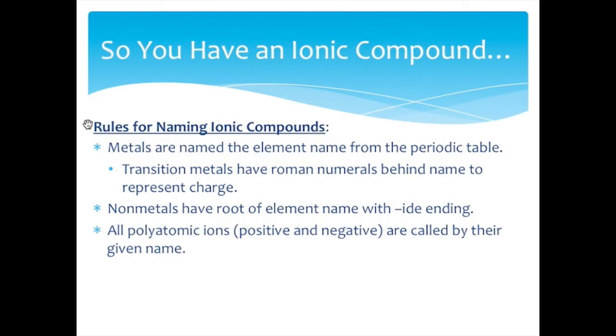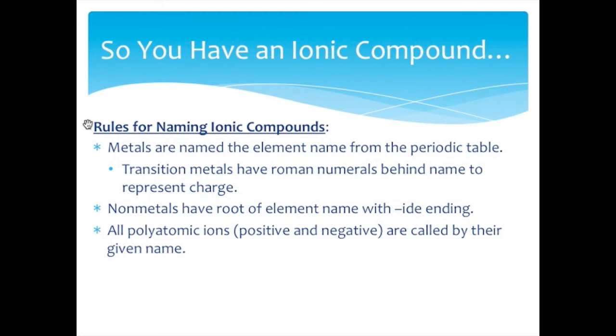So let's go back to the rules for naming ionic compounds, just as a quick review. Metals are named from the element name from the periodic table. When you have an ionic compound, you just pull the metal's name, write it down. If it is a transition metal, you need to put in parentheses its charge. You can find its charge by using the pieces that you know the charges of in the formula. Nonmetals have the root of the element name with the IDE ending. So oxygen is called oxide when it acts as O2- in a chemical formula. Lastly, all polyatomic ions, positive and negative, are called by their given name.